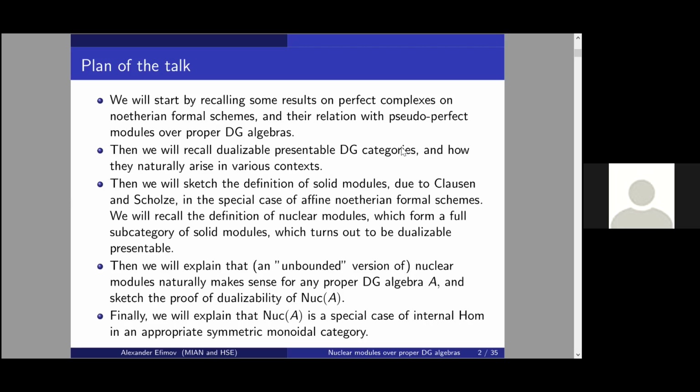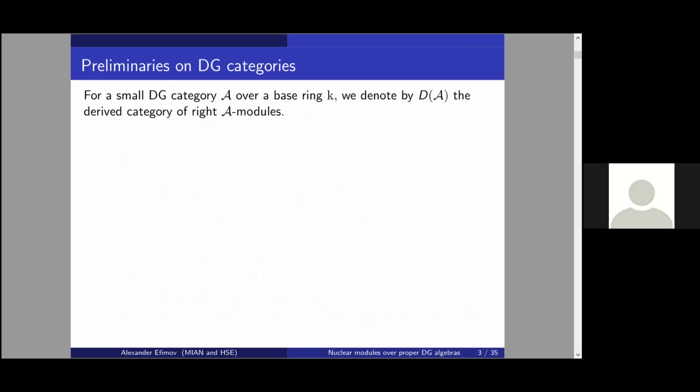And finally, I will try to explain that this category is a special case of internal Hom in a certain symmetric monoidal category. For people who are familiar with dualizable categories, what you need to consider is basically dualizable categories and strongly continuous functors between them, functors with continuous right adjoint. So somehow this, I guess, wasn't considered before, and it is very closely related with this notion of nuclearity.